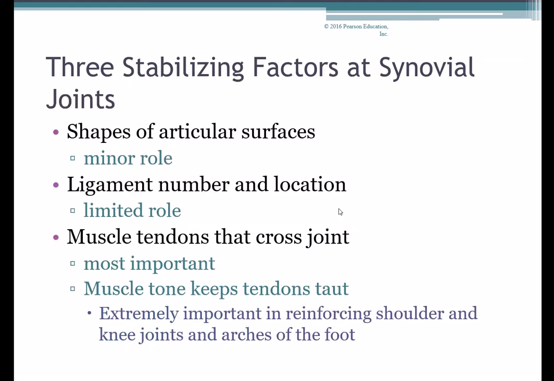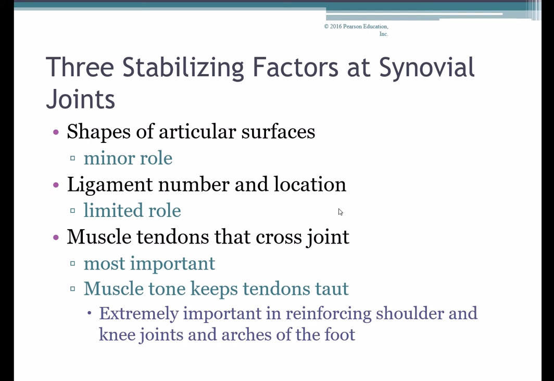There are 3 factors that help stabilize our joints. One of them is the shape of the articular surfaces, so the shape of the bone ends. By and large, it's a pretty minor role. It does play a role and contribute to the stability of the joint.